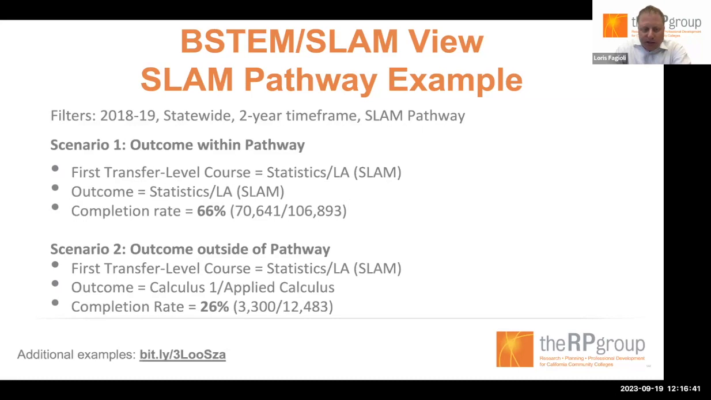So your first transfer level course might have been statistics, but then we see that you've at least attempted one other BSTEM course. It could be college algebra, it could be trigonometry, it could be calculus, assuming that you have either switched the pathway, and how many of those have actually completed Calculus 1. Of course, many of you will know, for instance, for business majors, that might actually not be uncommon, right? It might be statistics is required as well as calculus. And so you might start with statistics, but you end with calculus.